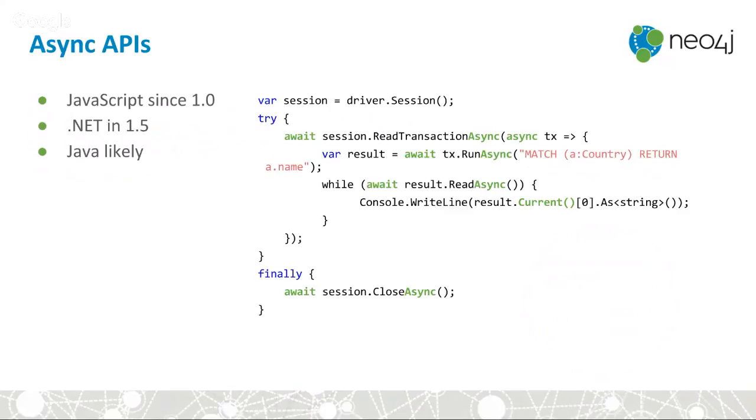We're introducing, as I mentioned earlier, async APIs. JavaScript has been quite async since the early days. .NET will be in the 1.5 release, which is coming out this autumn. Java. So what would you expect to see when that one's introduced? Higher throughput on applications? I think actually it's more about the developer experience.